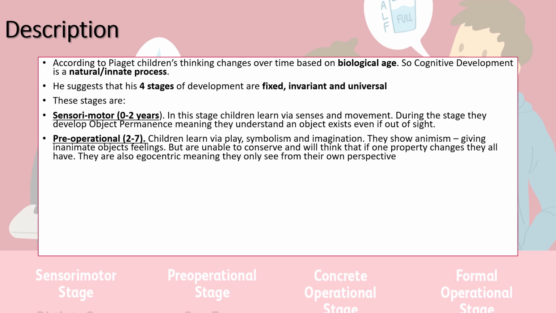They are also unable to conserve, and they will think that if one property changes, then all of the properties have. We know those classic studies, and there is another video on conservation of number, for example. They think that if one row is elongated, then there must also be more counters in it. So they can't conserve and understand the properties of an object.